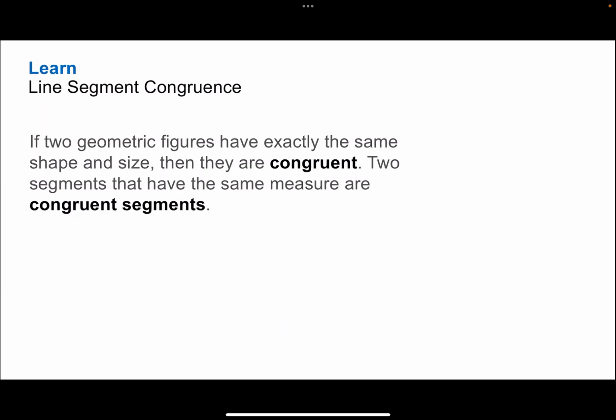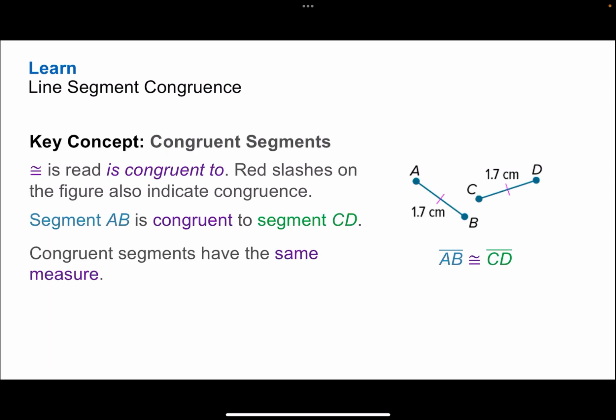All right, so next we need to talk about line segment congruence. So if two geometric figures have exactly the same size and shape, we call them congruent. They don't have to be in exactly the same position. They can be oriented differently. And so when two segments have the same measure, they are considered congruent segments. So congruent means the same, having the same measure. And there's a symbol for congruent. It looks like an equal sign with a tilde on top.